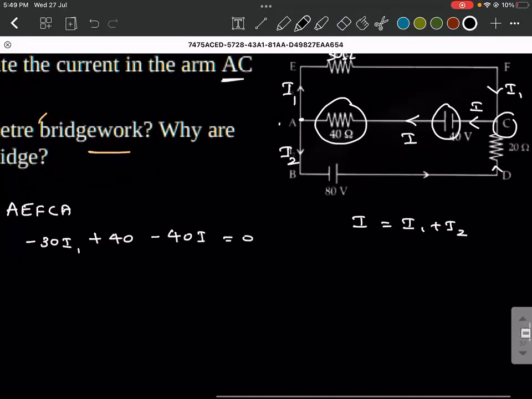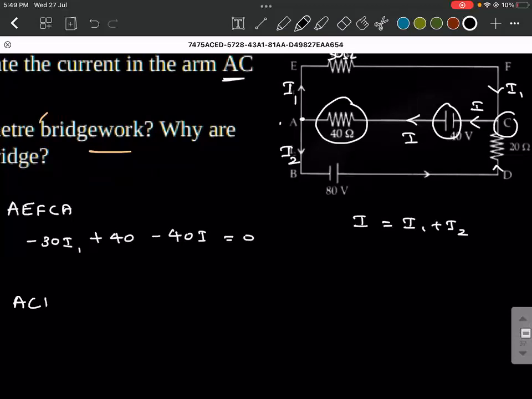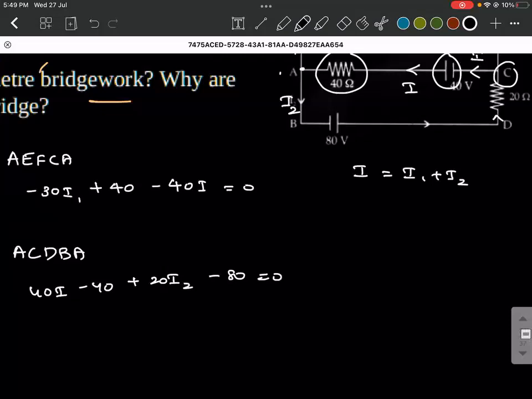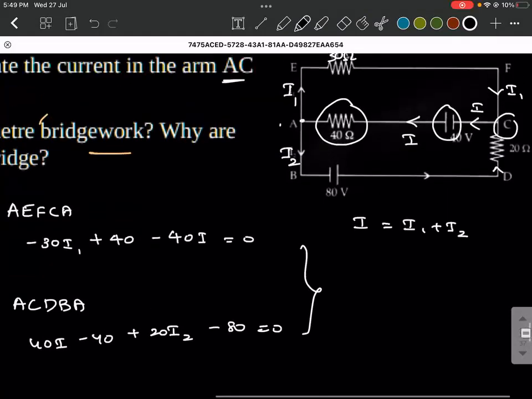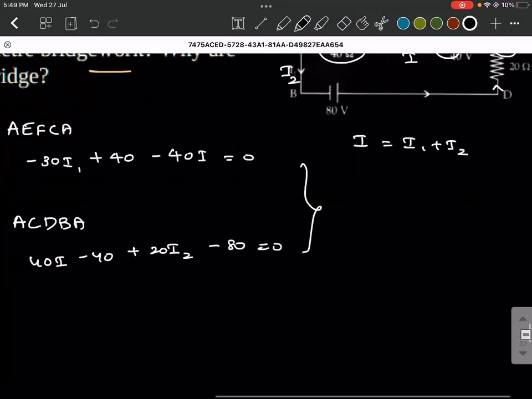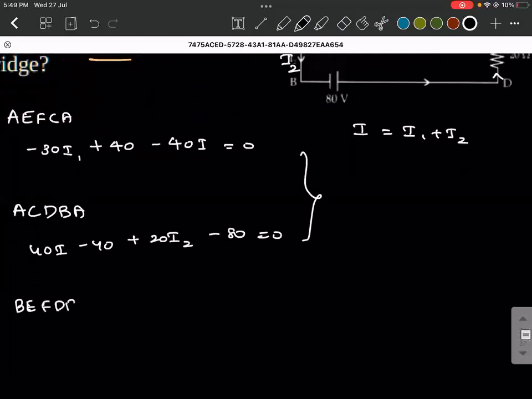Okay. Similarly, you have loop ACDBA. So when I go from A to C, 40 I, because you're walking in the direction opposite to current, minus 40 plus 20 I2 minus 80 is equal to 0. Okay. So I have written 2 equations. The third equation, you can take the loop DEFDB. And there you can write down the equation. 3 unknowns, 3 equations. You solve it. Is it clear?